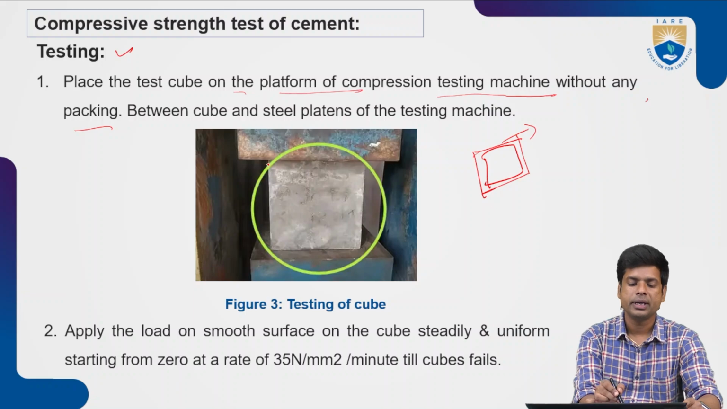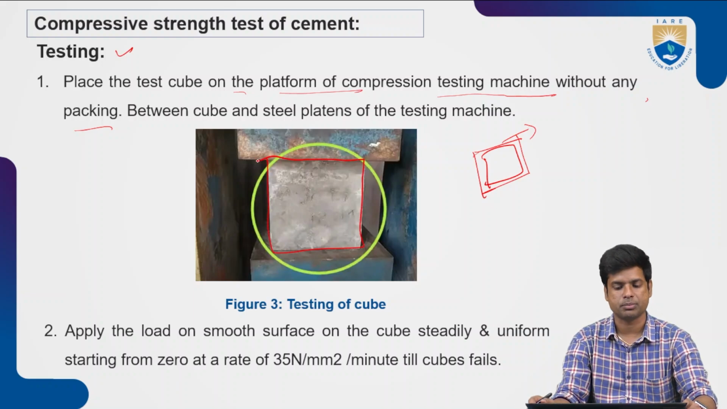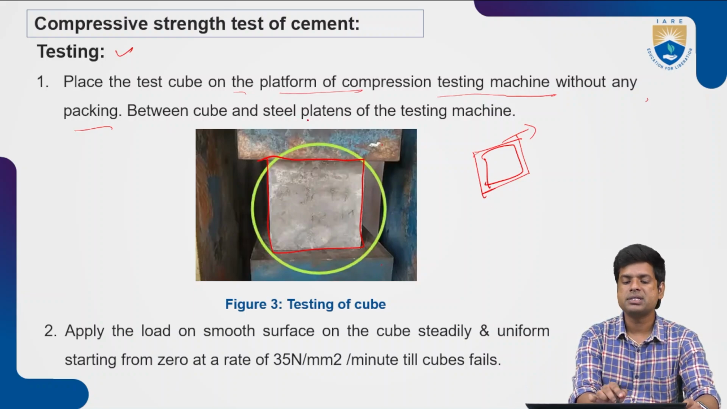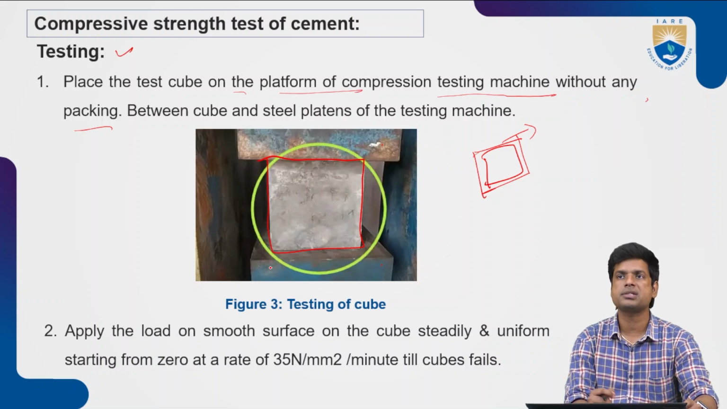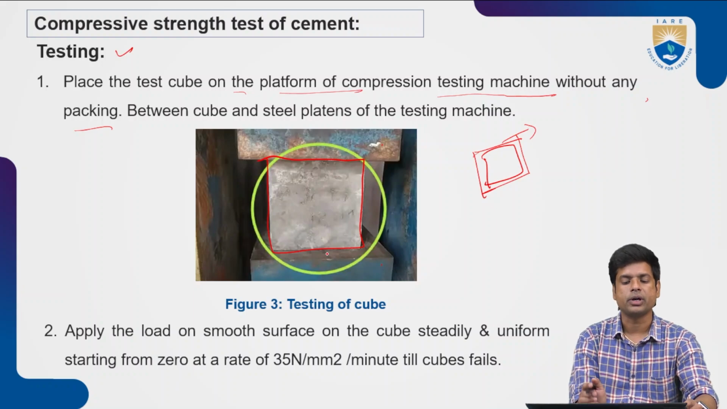Like this, we have to place the cement mortar cube in the compressive testing machine between the two plate ends, between the cube and the steel plate ends of the testing machine. While placing the cement cube on the plate ends, you have to check whether they are clean or not. They should not contain any particles, because that is going to affect the strength. So we have to clean the plate ends and then place the cube.